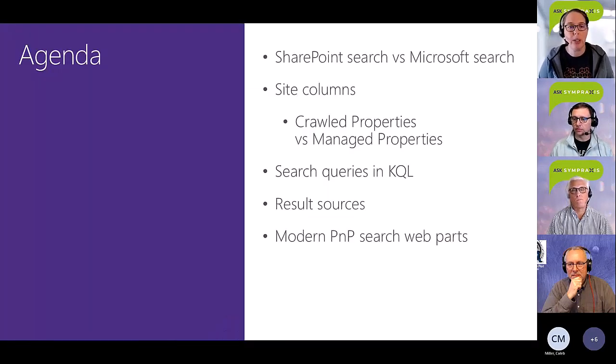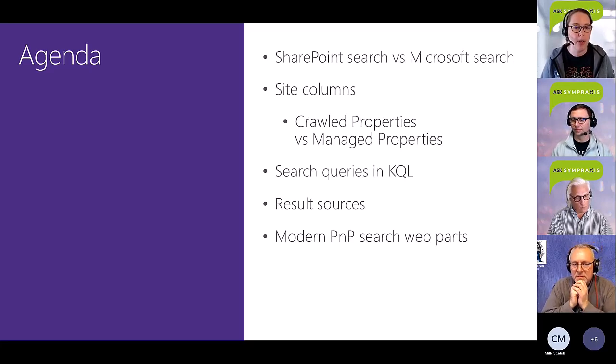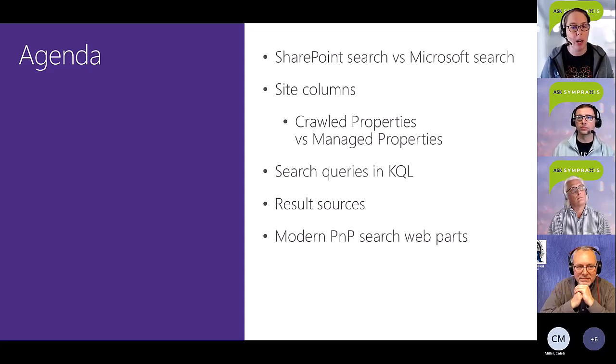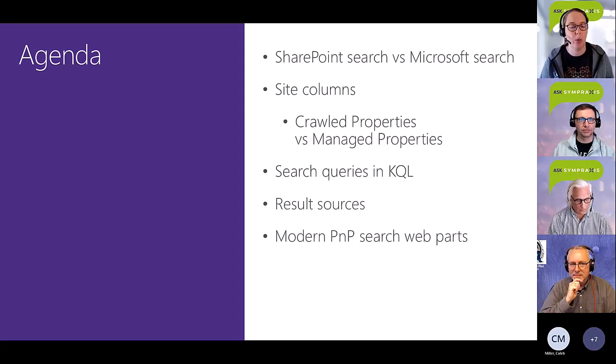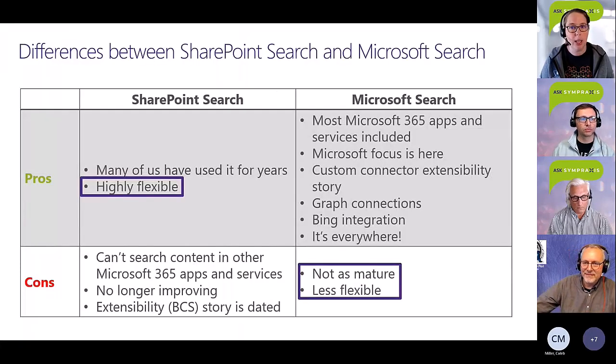So our agenda for today, we are going to talk about SharePoint Search versus Microsoft Search, which is something we've covered a couple of sessions ago, but we're going to do a little bit more about that. We're going to talk about site columns, meaning crawled properties versus managed properties. Until you're deep in it, that's a confusing topic, so it's good for us to level set and reset everybody's understanding of those two things. We're going to do a little bit of discussion around KQL, the query language that we can use for search. Derek, if he can make it, is going to try to enlighten you about result sources in SharePoint Search, and there's some more to talk about there. And then modern PnP Search web parts, again, because they're one of our favorites. So let us dive right in.